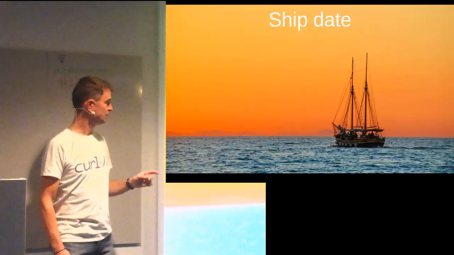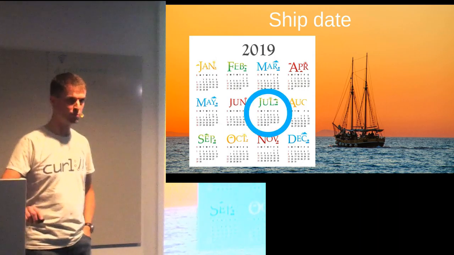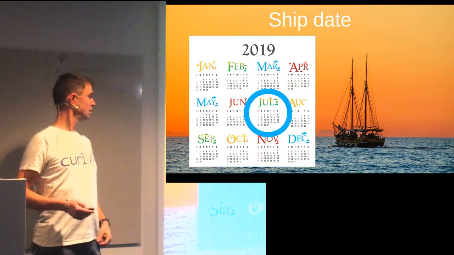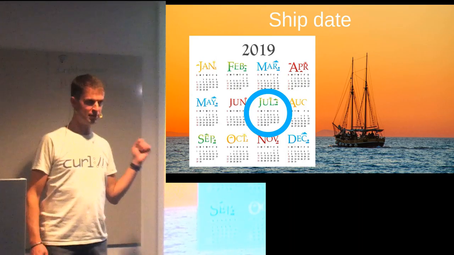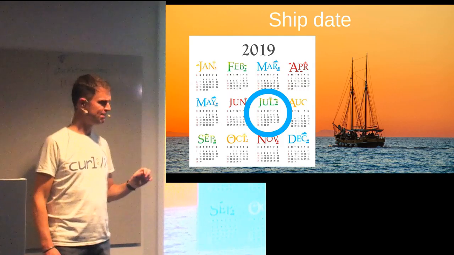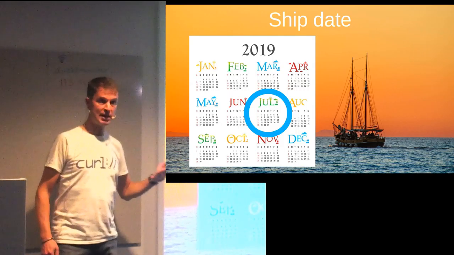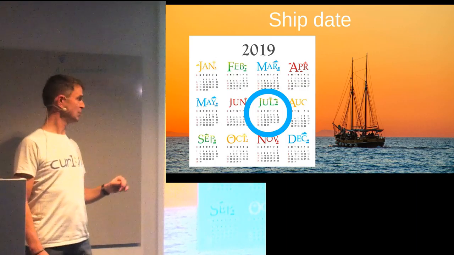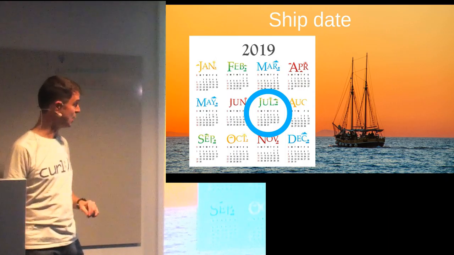And there's the ship date there, July 2019. That's what the schedule for the working group says, that the RFCs will be published. There are 5 documents, I believe. And it has been postponed before, so I'm not saying that it will actually happen this day, but this is what it says right now.